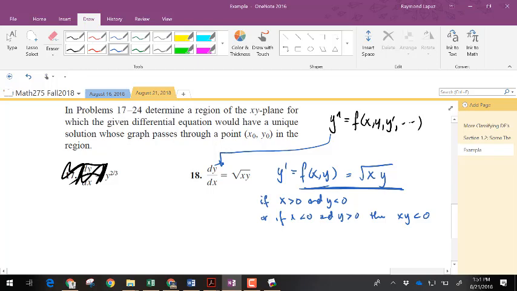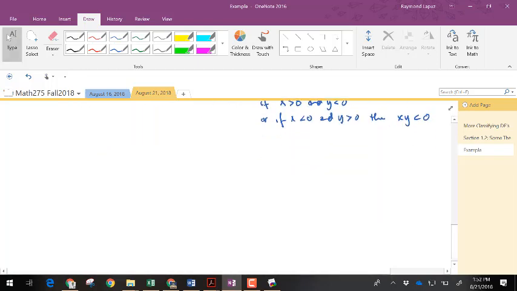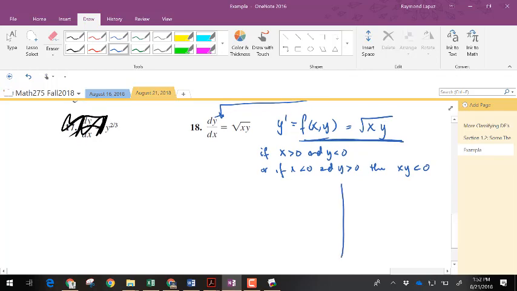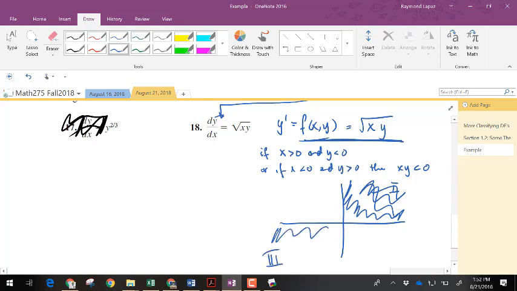So take a look at your xy plane. When is that good? So if you're in quadrant 1, they're both positive. This is okay. If you're in quadrant 3, they're both negative. This is okay, right? So the only thing here is that this is not okay.